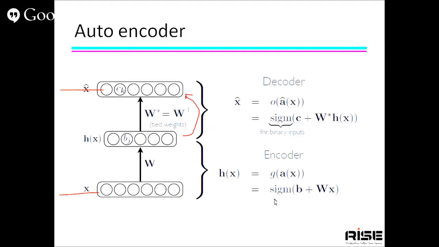What the encoder does is sigmoid of b plus Wx, and what the decoder does is sigmoid of c plus W star h of x, and the weights are usually tied together. Whatever weight you have here, this is the transpose of that. So say I have 1000 features, and I'll compress them to just 100 features, and I will reconstruct the same 1000 features from the compressed h of x.